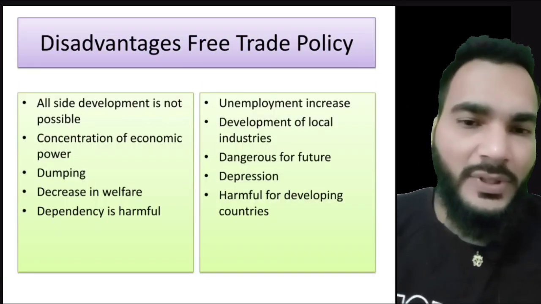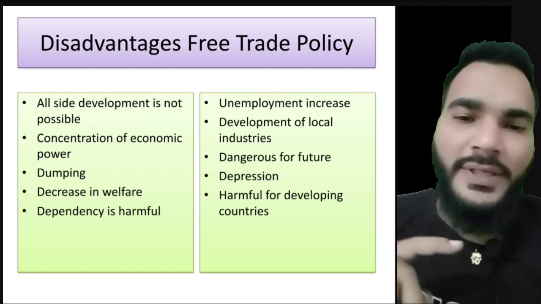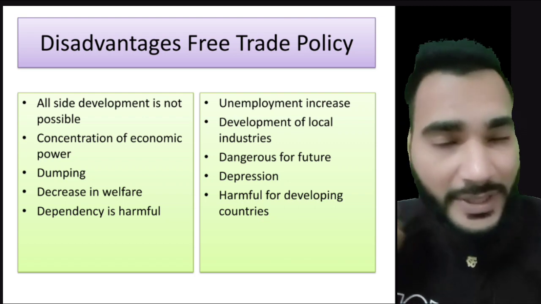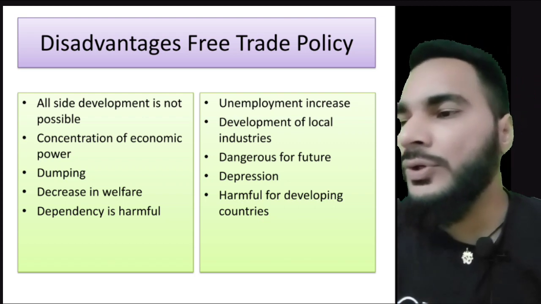This slide is for disadvantages. As we all know, each and every coin has two sides. The first one is advantages. Now let us discuss the disadvantages. The first one is that all-sided development is not possible.